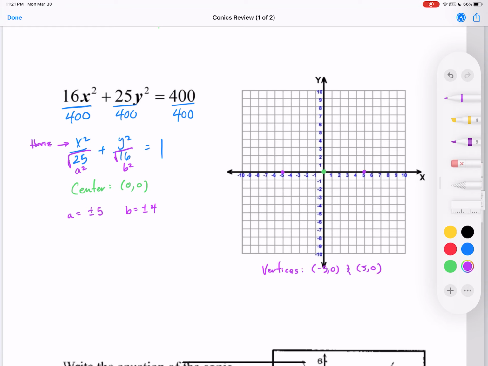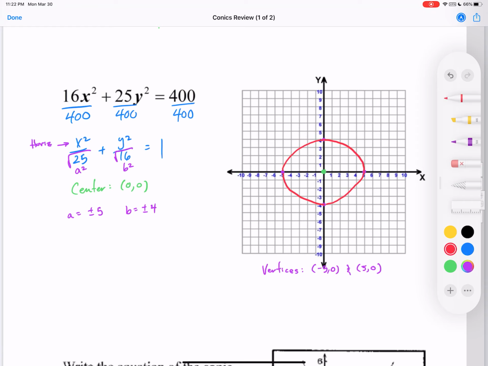Okay, that means the covertices are going to come from our b values, which means I'm going to go up 4 and down 4. We can see that the b squared is underneath the y, so that means I'm going to go up and down. Again, technically I have enough information to draw my ellipse, so I'm just going to sketch it. It's not a perfect circle because we've got 5 left and right, and 4 up and down, so not exactly the same. Okay, so there's my ellipse.